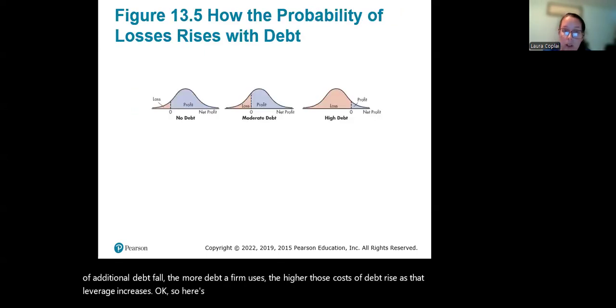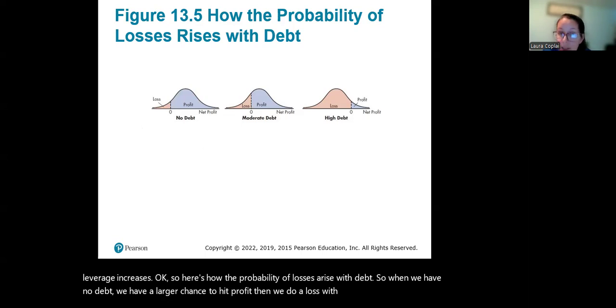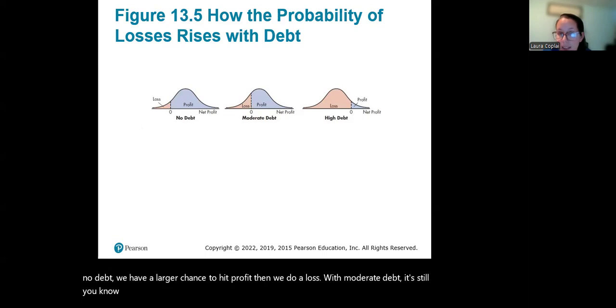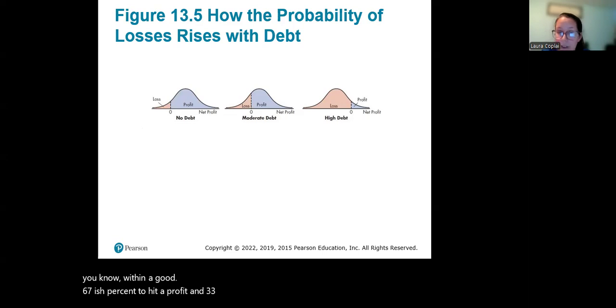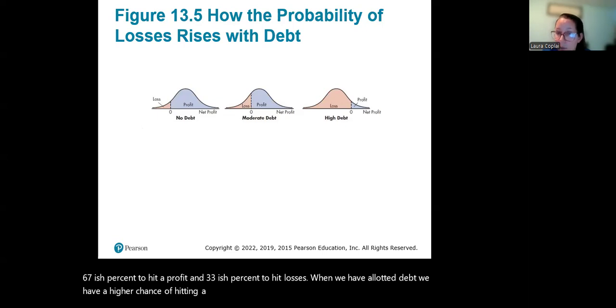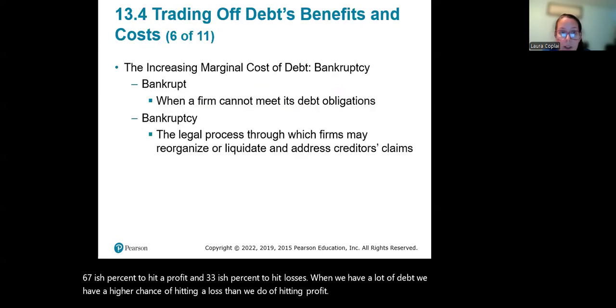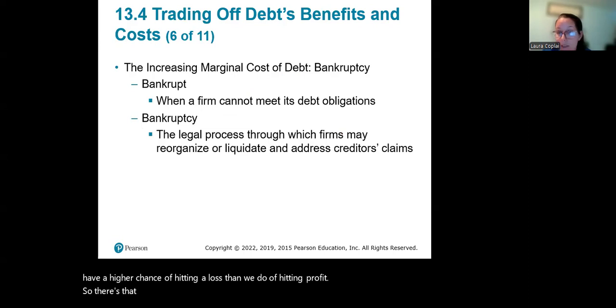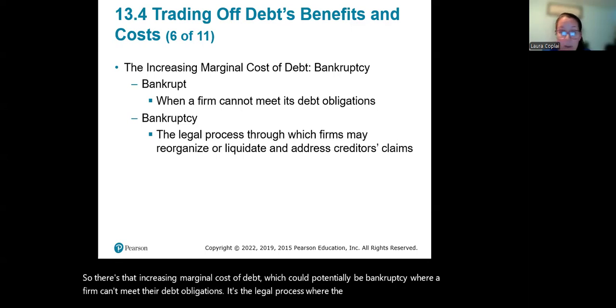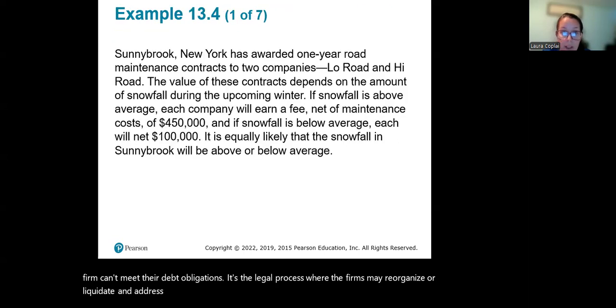So here's how the probability of losses arises with debt. When we have no debt, we have a larger chance to hit profit than we do a loss. With moderate debt, it's still a good 67-ish percent to hit a profit and 33-ish percent to hit losses. When we have a lot of debt, we have a higher chance of hitting a loss than we do of hitting profit, okay? So there's that increasing marginal cost of debt, which could potentially be bankruptcy, where a firm can't meet their debt obligations. It's the legal process where the firms may reorganize or liquidate and address creditors' claims.